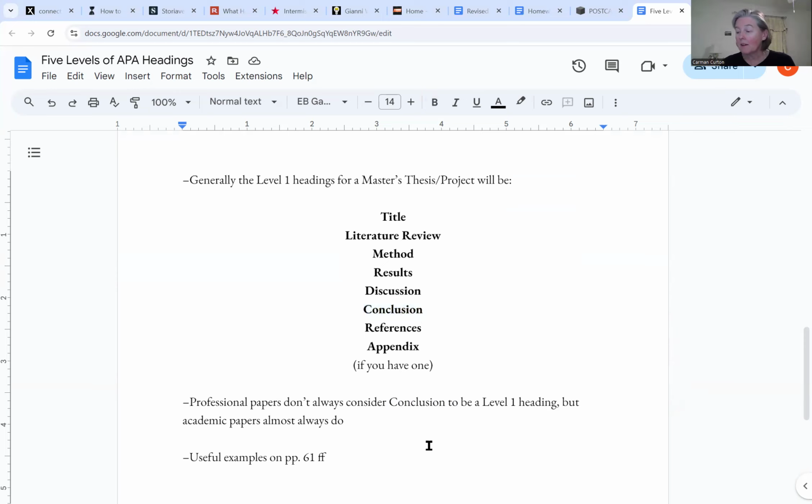Okay? There are useful charts for you showing you examples of these headings on pages 48 and 49 of your textbook. There's also a useful example of a student paper, which I have referred you to before, and that begins on page 61 of your textbook. So be sure that you refer to those headings if these notes are not clear enough for you.